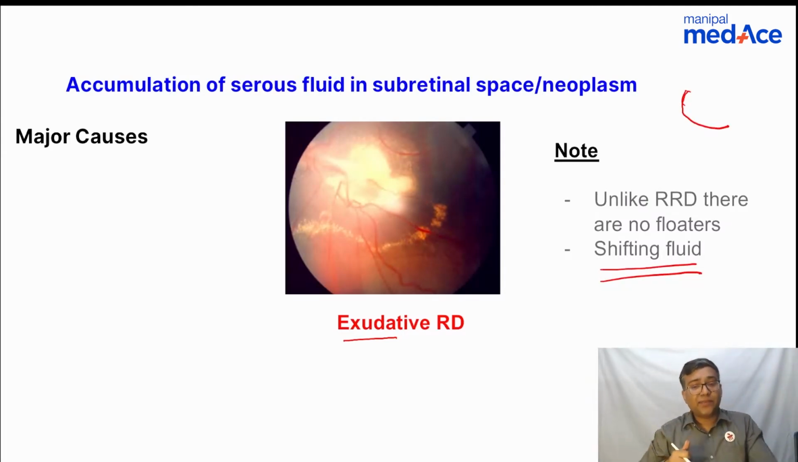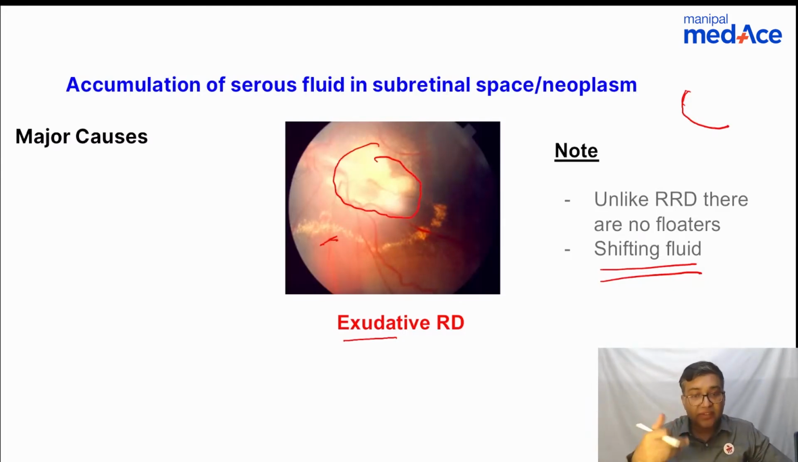Now sometimes they would give you a picture like this where there is a retinal detachment. Can you see the exudates here? Okay, and they would ask what are the various causes.